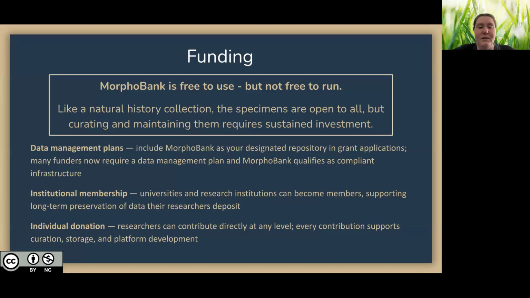We also have two different membership options. One is an institutional membership. This is for universities, research institutions, museums, and societies that are interested in supporting data preservation. We're always looking for new members, so if you think your institution is interested, please reach out. We also have the option for individual donations. This is if you like using MorphoBank and you just want to support it, we're happy to take individual donations.